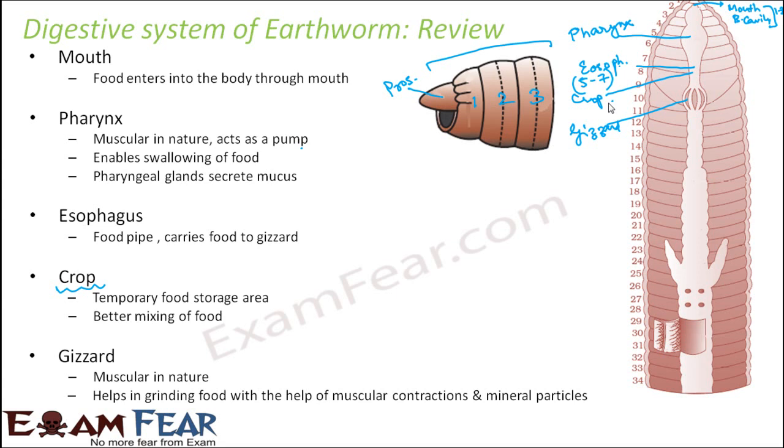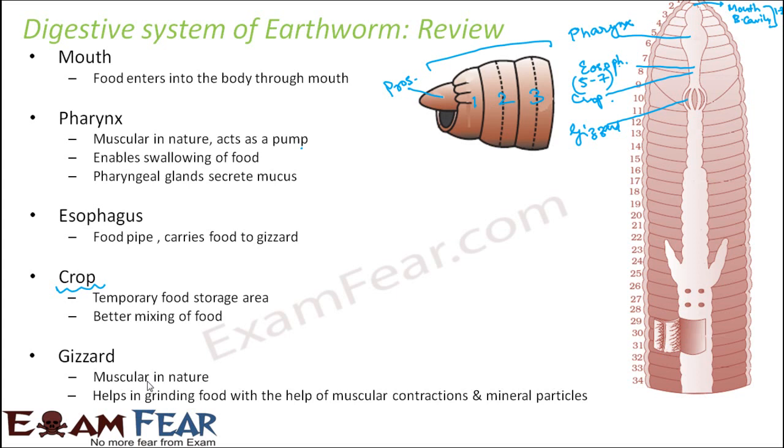Then comes the gizzard. Gizzard is again a muscular structure. Now in human beings, we have teeth to chew the food and make it softer, because whatever food we eat needs to be broken down into the simplest form. So for that, some grinding machine is needed. In human beings, it is teeth. But earthworm doesn't have teeth. So all that grinding of food happens in gizzard. Because the food which earthworm eats contains a lot of soil, stones, hard particles, etc.